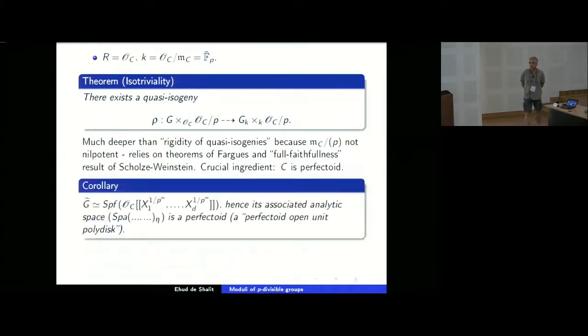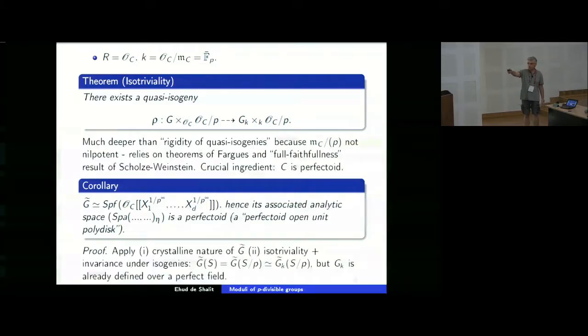And as a corollary, a really formal corollary of this theorem, you get the representability of G tilde over O_C. I will leave out the proof. It's two lines, and it's a really formal consequence of what we know so far: the crystalline nature of G tilde and this isotriviality theorem. You switch back and forth between the group over O_C, its reduction, and then you compare it with the isotrivial group.